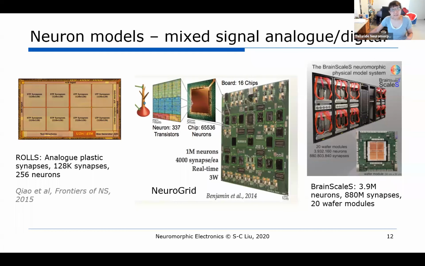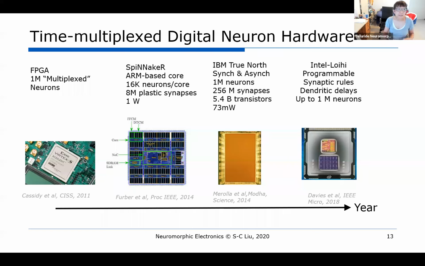Now, the thing to remember is that we don't always have to build everything out of analog. In fact, people are also building what we call time-multiplexed digital neuron hardware accelerators. And so you can even use a commodity part like an FPGA to implement 1 million neurons in a multiplexing manner. And so this was actually done by Andrew Cassidy and Andreas's group, who showed that this was possible without building actually a custom chip.